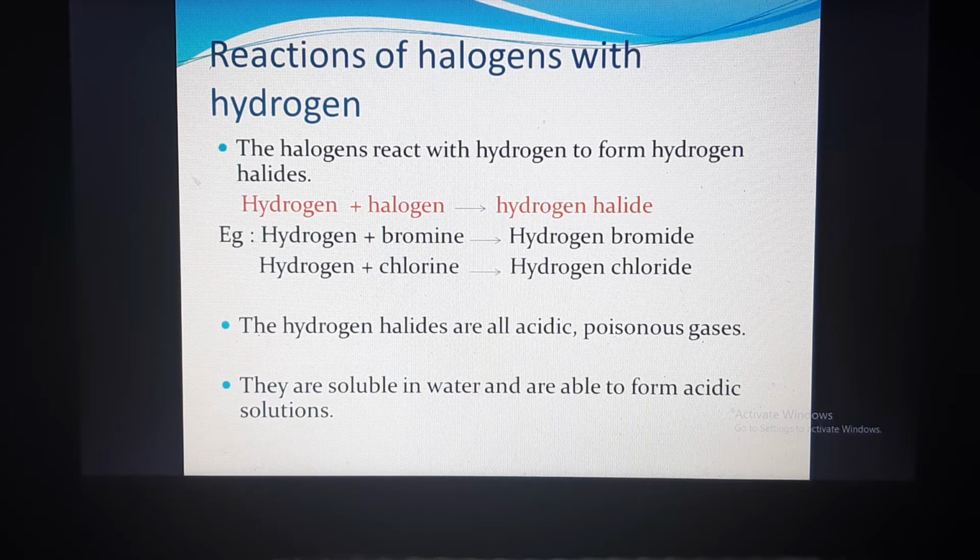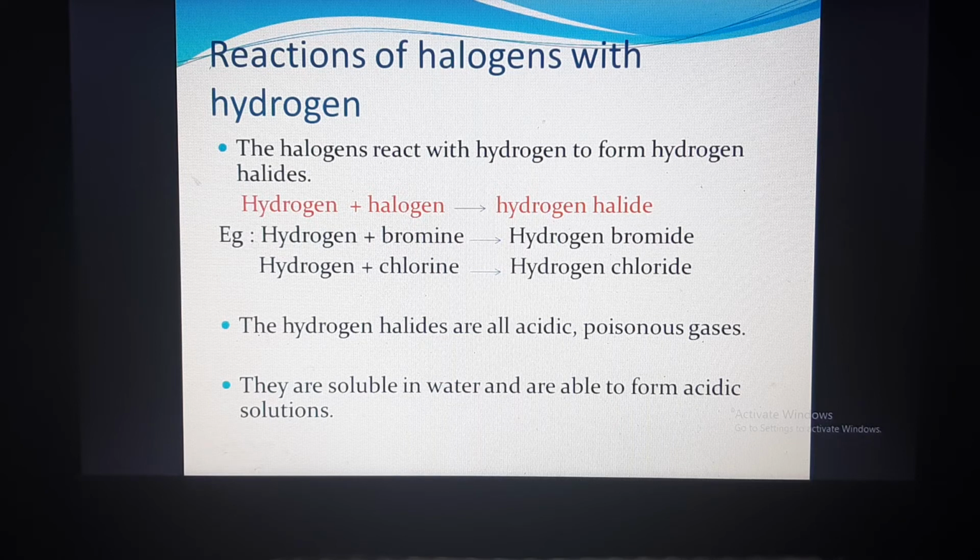Hydrogen plus chlorine, what is the product? Hydrogen chloride. In the same way, hydrogen plus iodine gives hydrogen iodide, and hydrogen plus fluorine gives hydrogen fluoride. Like that the compounds are forming. These hydrogen halides are also poisonous gases, and they show acidic character. Whether it is hydrogen bromide, hydrogen chloride, hydrogen fluoride or hydrogen iodide, they are poisonous gases and show acidic character.